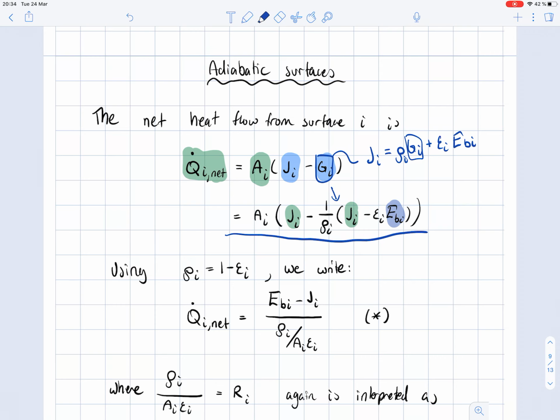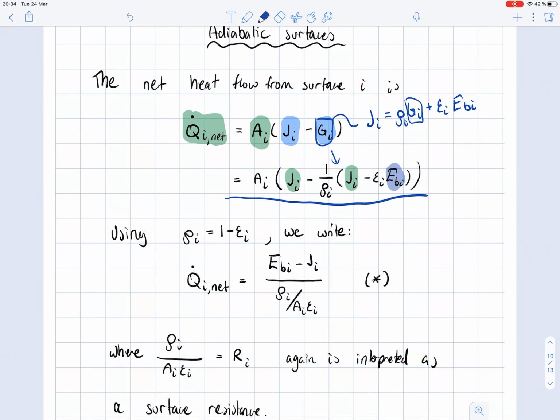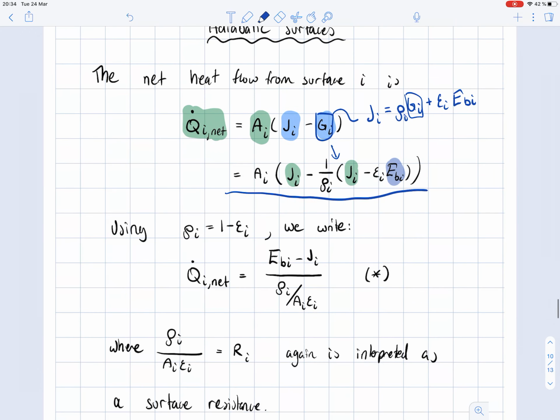We will now introduce some notation, where we introduce that the reflectivity, rho I, equals 1 minus epsilon. So that allows us to replace this one. And if you then do some manipulation of this expression, you end up with the following thing.